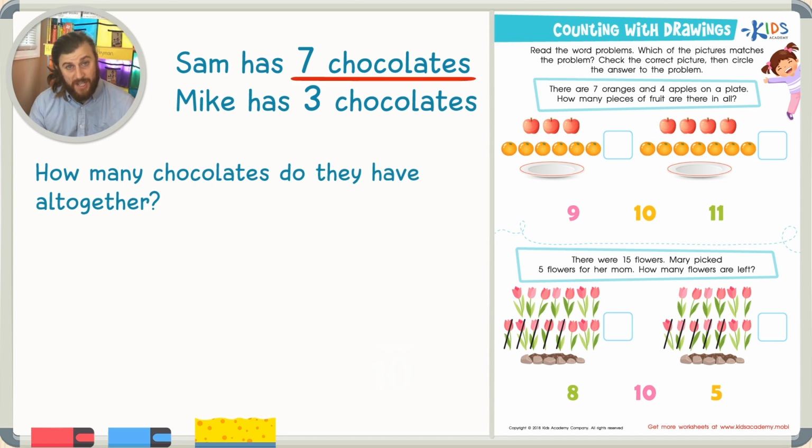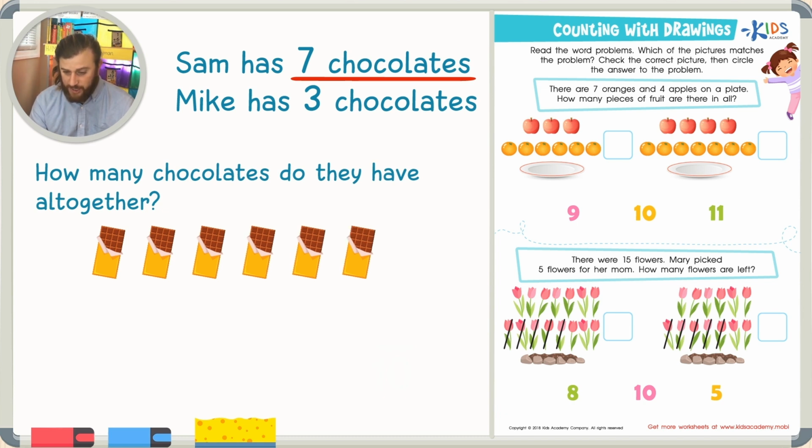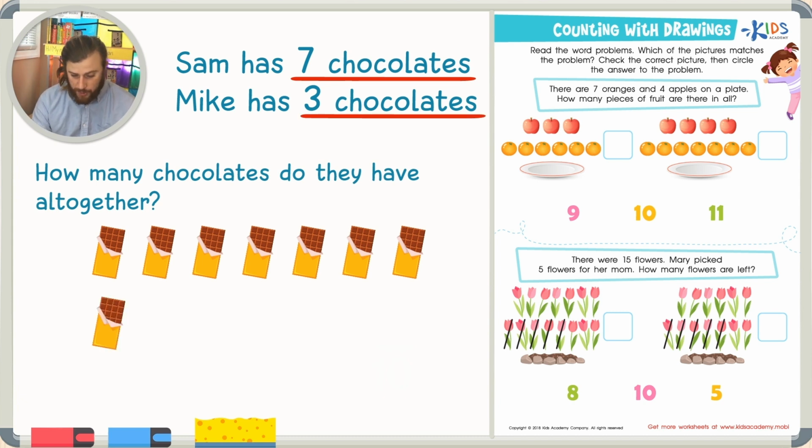So we know that Sam has 7 chocolates. So let's draw 7 chocolates in the top row. 1, 2, 3, 4, 5, 6, 7. And we know Mike has 3 chocolates, so let's draw 3 chocolates on the bottom row. 1, 2, 3.